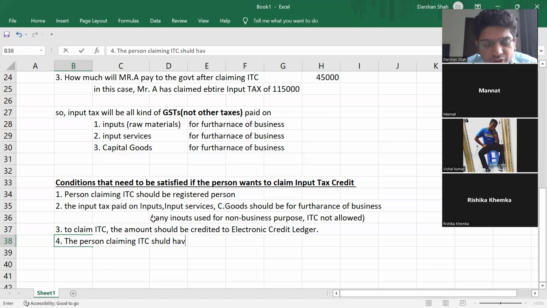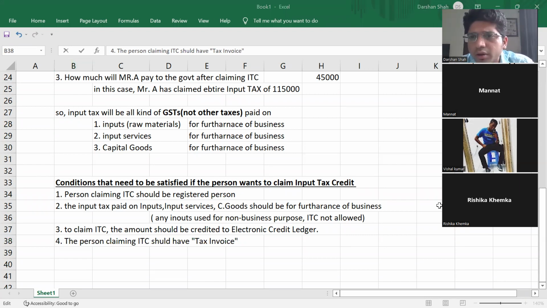should have the tax invoice. You should have the proof that you have paid GST, right? You have paid GST. So that proof is what? That proof is tax invoice.